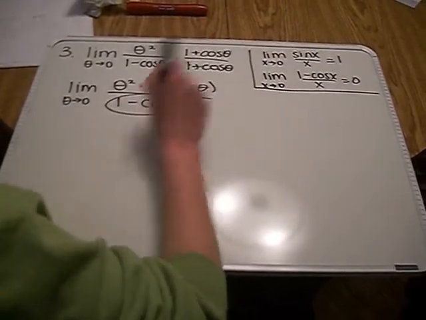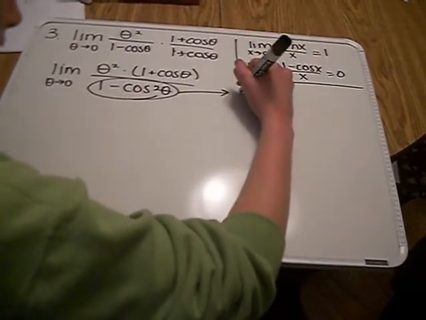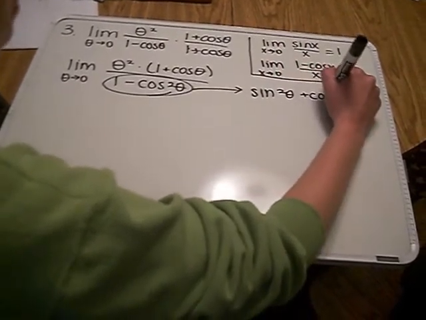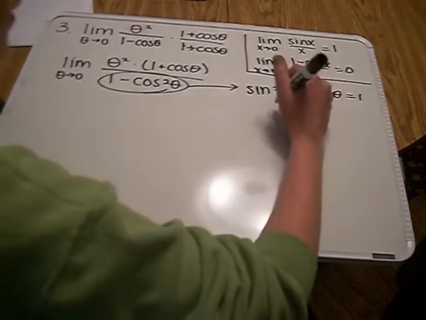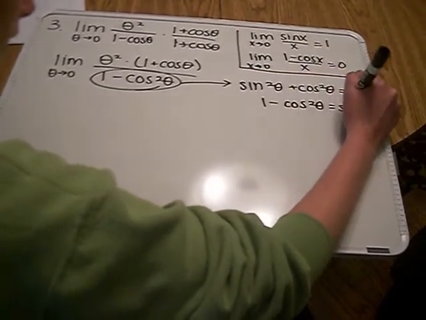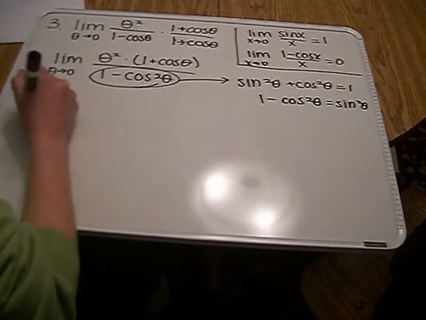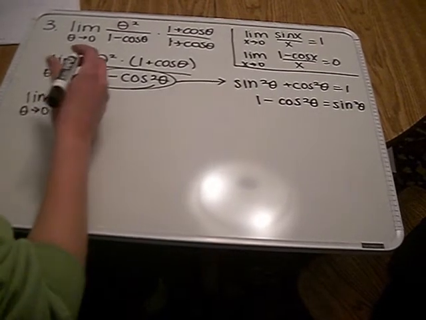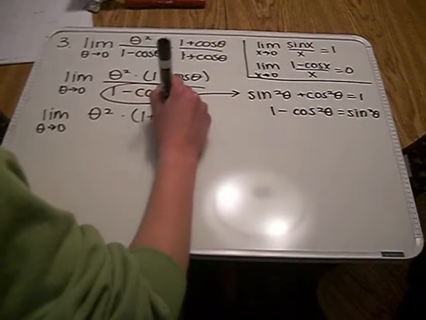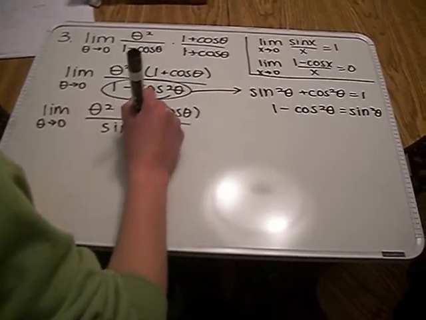Okay, this is gold. Folks, I'm telling you, if you remember all the way back to trig, then you will remember that sine squared theta plus cosine squared theta equals 1. Therefore, 1 minus cosine squared theta is equal to sine squared theta. Therefore, we can make that substitution and say the limit as theta approaches 0 of theta squared times 1 plus cosine of theta over sine squared theta.